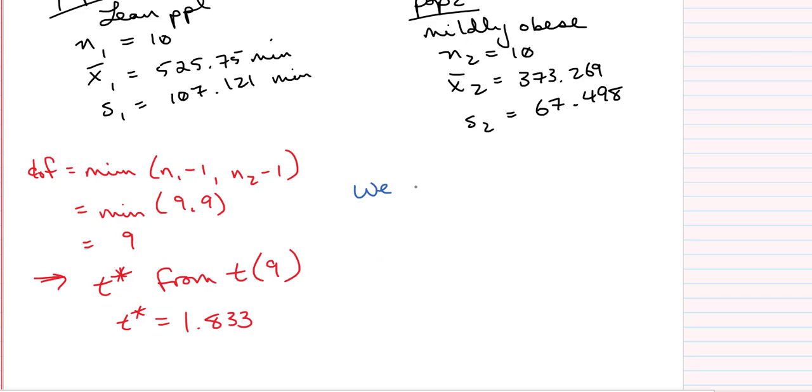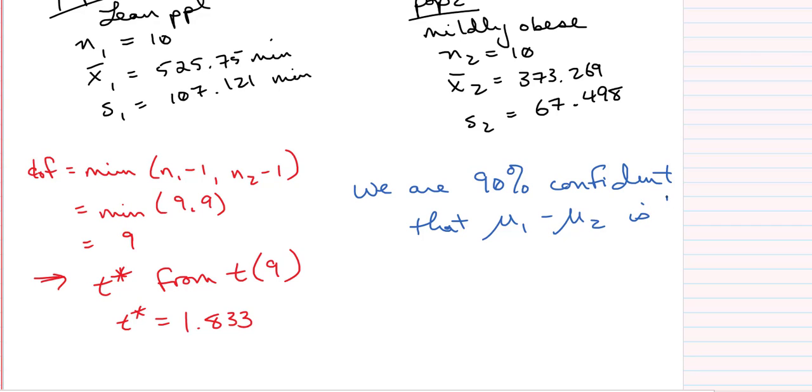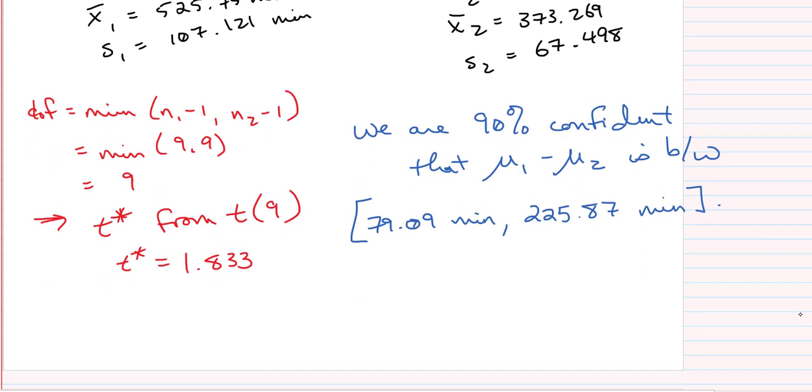So we are 90% confident that mu1 minus mu2 is between the values 79.09 minutes to 225.87 minutes. So the difference is between these two values. Since they're both positive values, that implies that mu1 on average is greater than mu2.